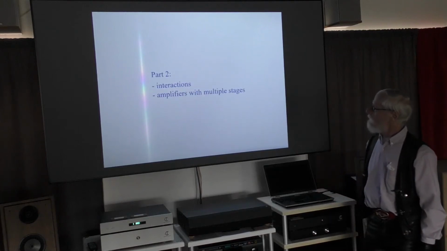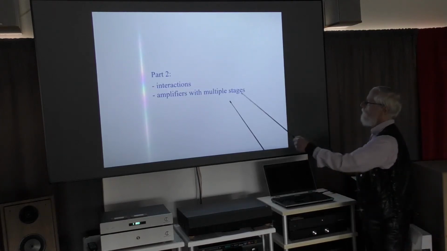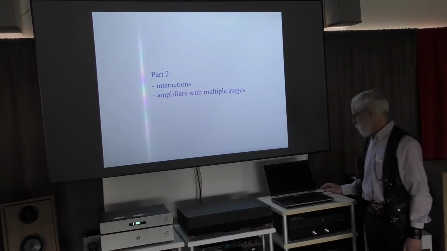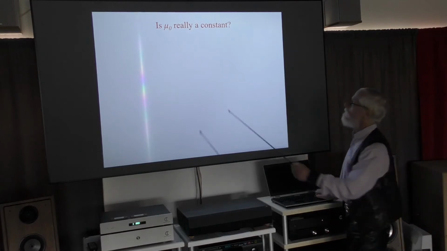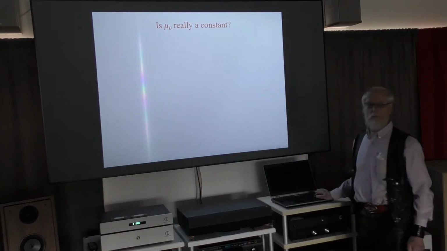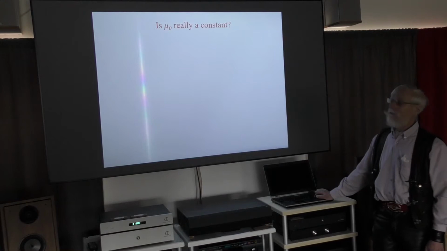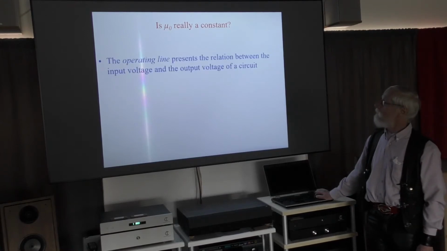In part 2 we look at the interactions in more detail, and we look at amplifiers as multiple stages. The big question is: is mu0 really constant? Mu0 is basically used as the constant in the derivation of the equation.